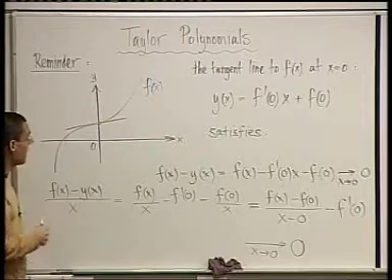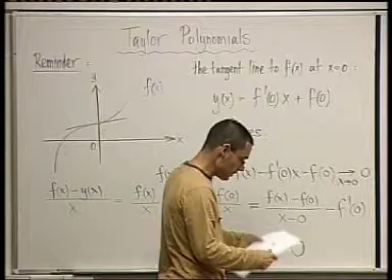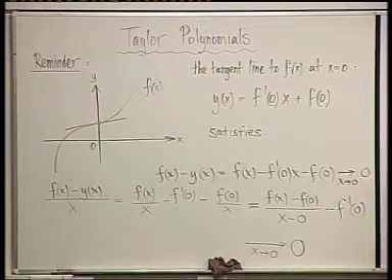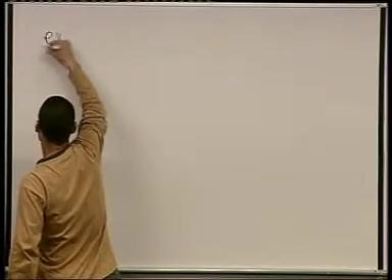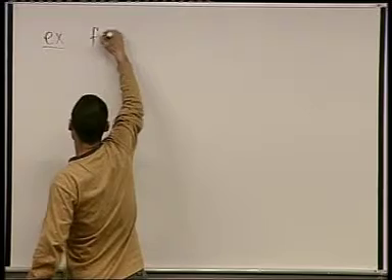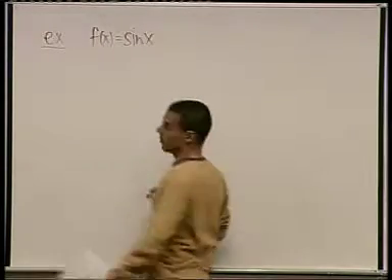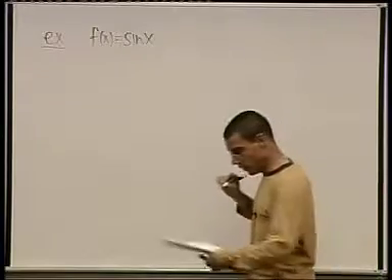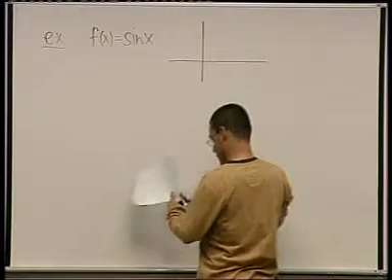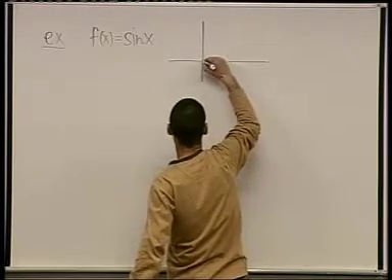Okay? Now, let me give you an example. Let's take, for example, and we're going to study this example further as we proceed. So our example is going to be the very nice, friendly function f of x equals sine of x. We all know what it looks like. Let's draw it really quickly. So sine of x looks something like this.